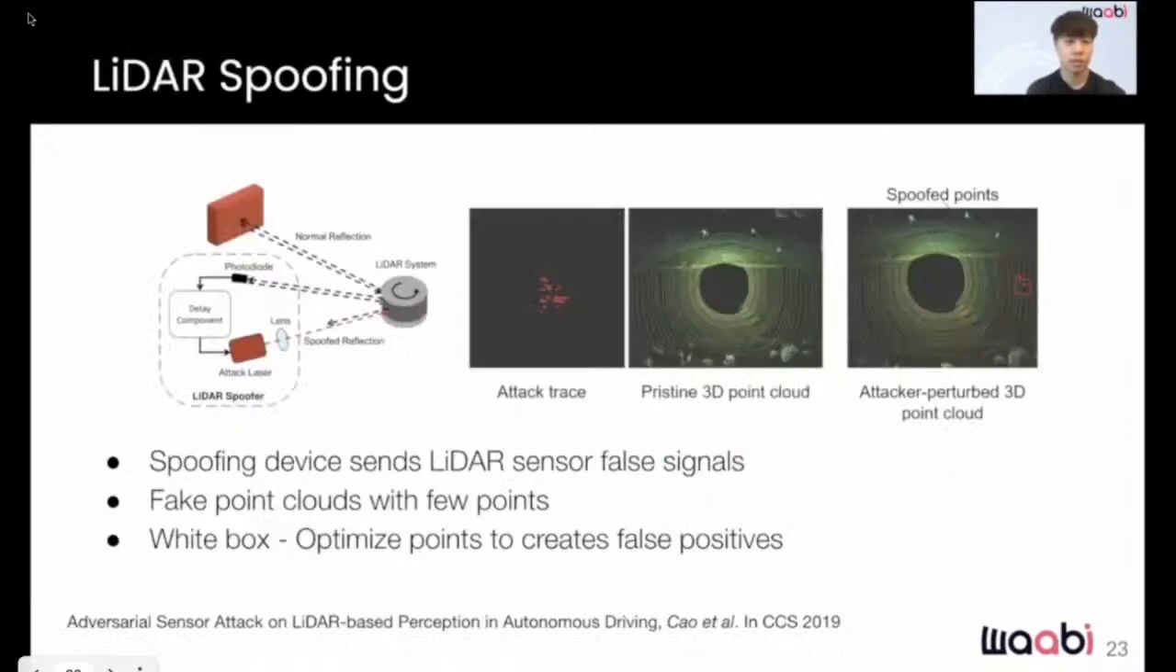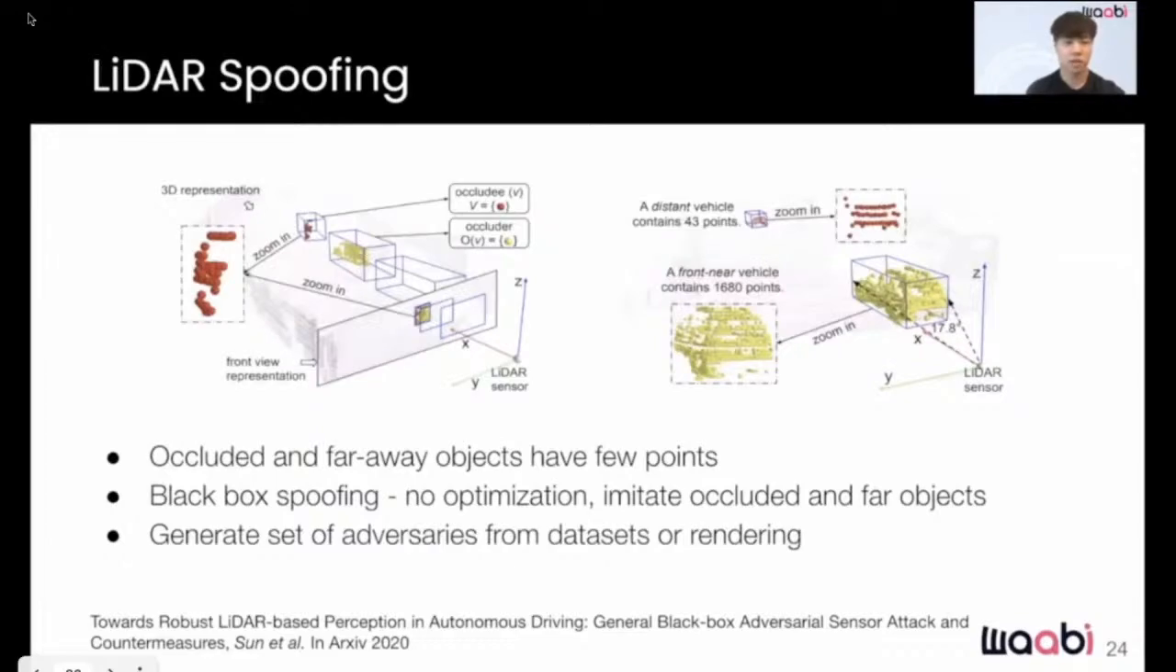But how do we actually modify the point cloud readings from sensors? Some works have used a spoofing device to send the LiDAR sensor false signals and create adversarial points. This can cause perception to hallucinate false positives. In an extension of this work, the authors launch efficient black box attacks by collecting false positive examples from existing datasets or simulations. Here, they focus on occluded or faraway objects, as they have fewer points and therefore make a smaller perturbation to the scene. Then during attack, instead of performing optimization, the attacker can directly place these examples into the scene.